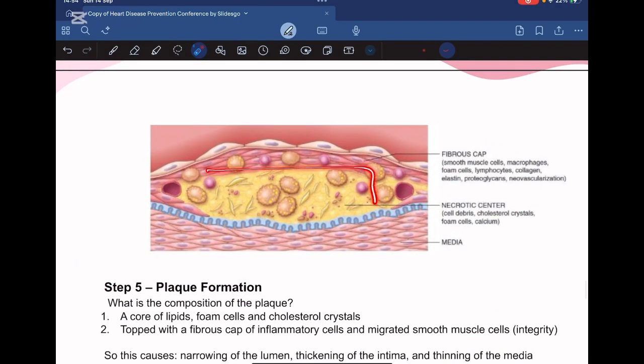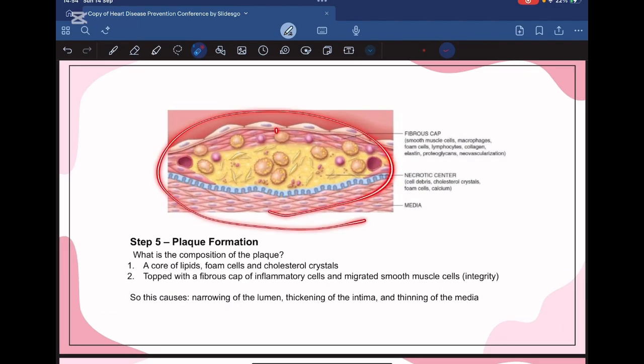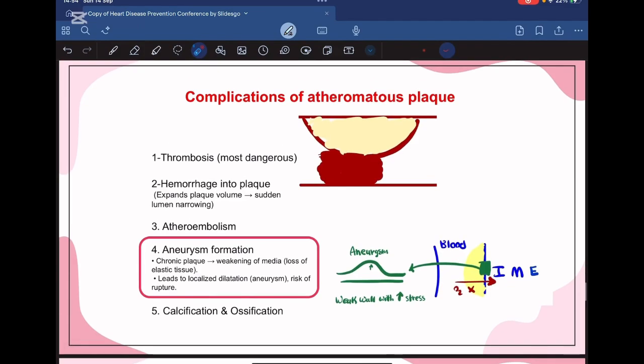We will see the center, which is a necrotic center filled with lipid, filled with foamy cells, filled with cholesterol crystals. We will see a fibrous cap containing smooth muscle plus inflammatory cells. So this leads to the tunica intima getting thicker and the lumen getting smaller. Now this is very important: the atheromatous plaque has very important complications. Number one, thrombosis. We already mentioned this in the first lecture, but now I'm going to explain it more.